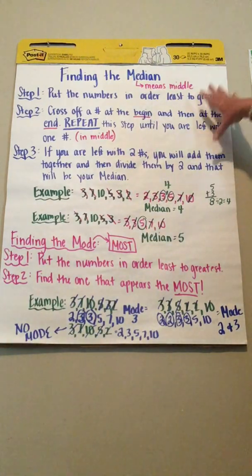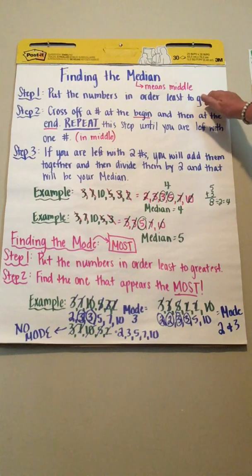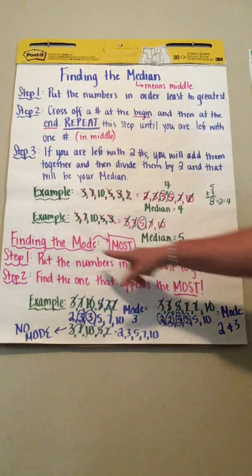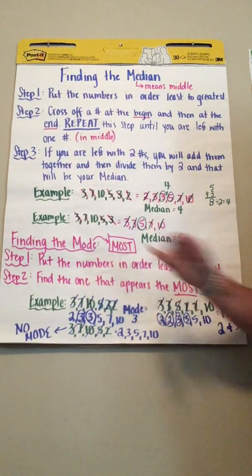All right, remember, most important thing, least to greatest always is your first step, especially when you find the median. And then remember, mode is the most. So it's the number that appears the most.